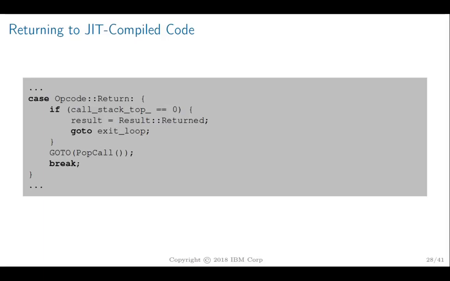The original code for dealing with returns is super simple. It only returns from the interpreter if we're returning from the very last function. So we just have to add a little extra check there. Super basic.